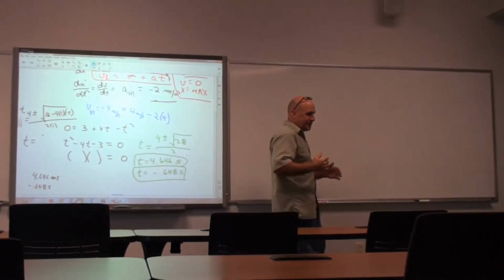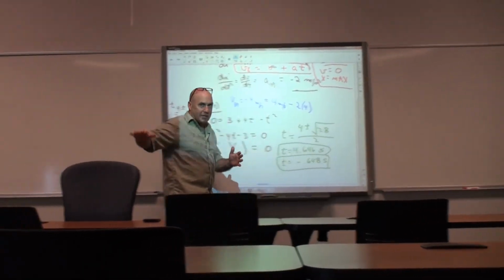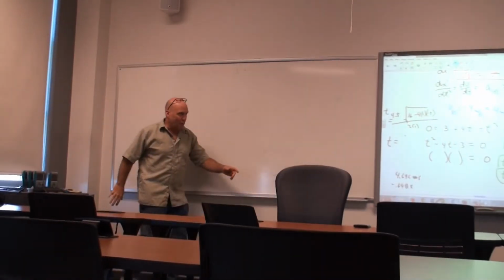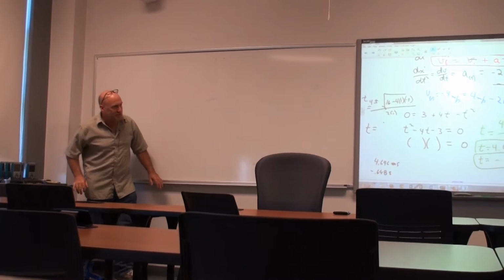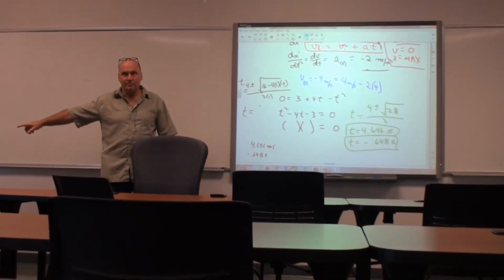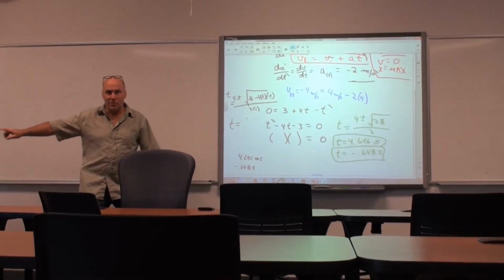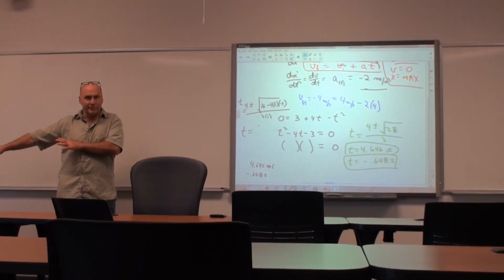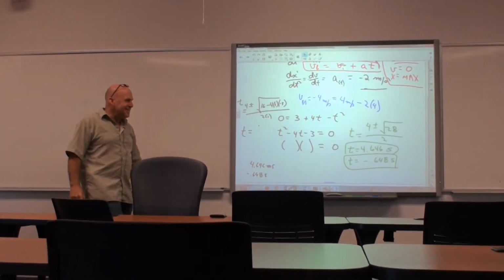After 3 seconds, I'm coming back. After 4 seconds, I pass. And at 4.646 seconds, I'm back at the origin. The original origin, the 0 part. Okay? Now, what's this negative root?